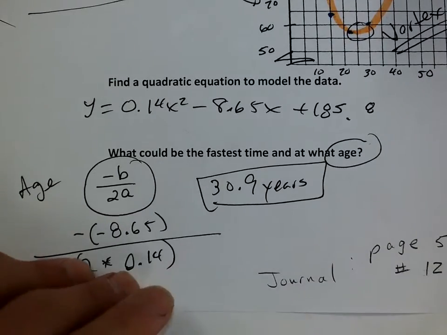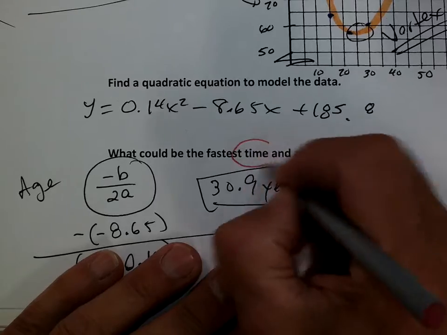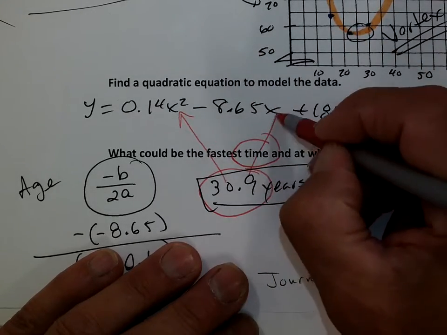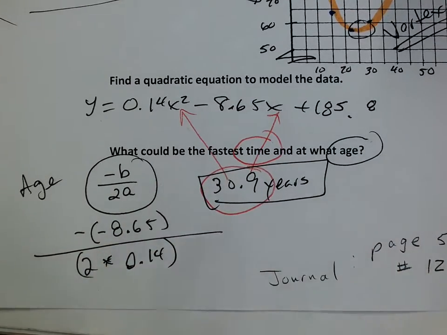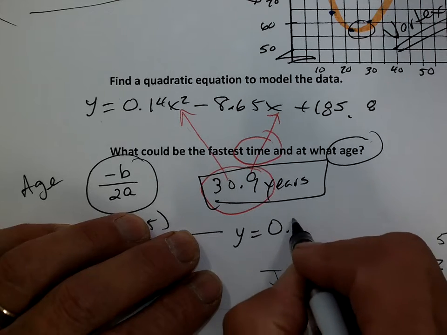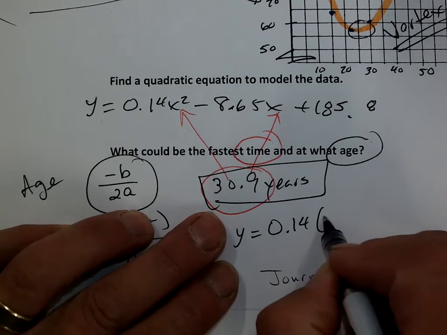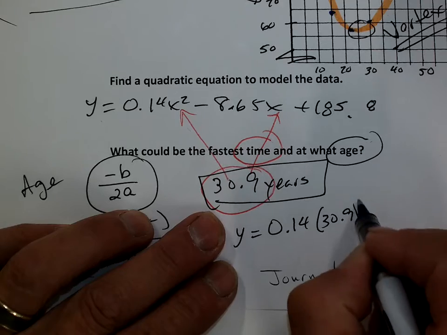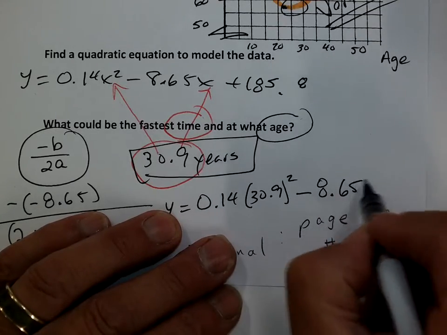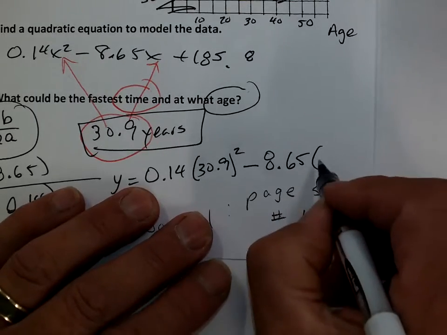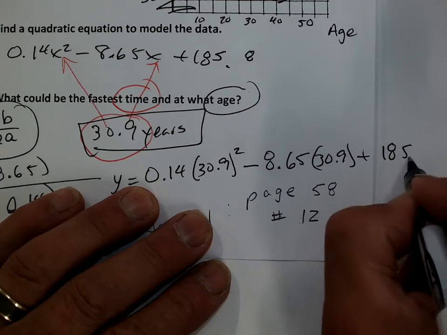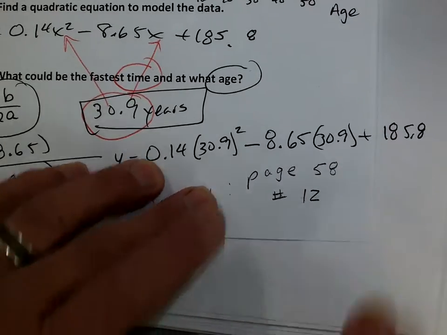Okay, if I want the time, I'm going to take this age, I'm going to plug it in, because y is going to be my time, so I'm going to plug it in. I'm going to go y equals 0.14 times this 30.9 squared minus my 8.65 times my 30.9, and then plus my 185.8. Okay, and I'll let my calculator do that.